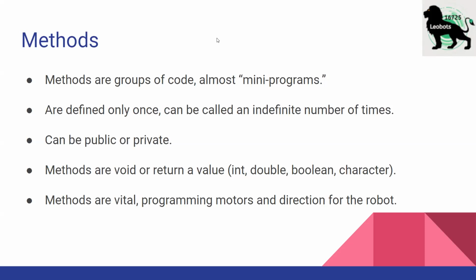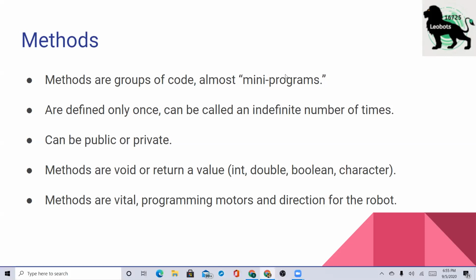You can have private methods. These are methods that you can only use in your class. You have protected methods. These are methods that you can only use in your package. And then you have public methods. These are methods you can use anywhere. Now, for example, what exactly is a method? I'll explain in a second.